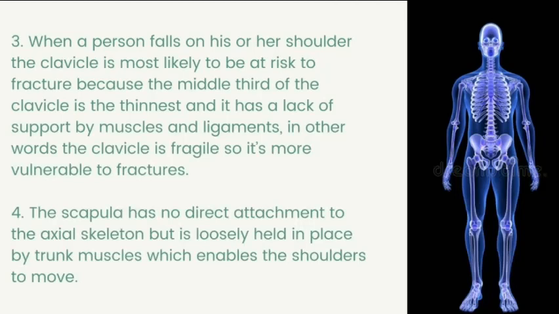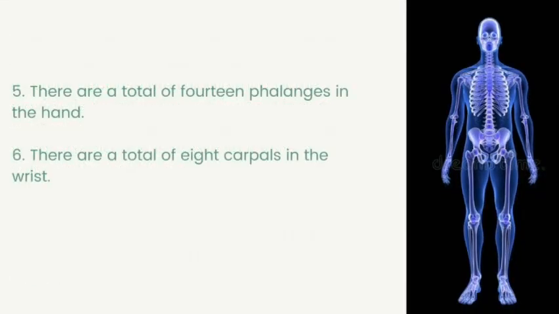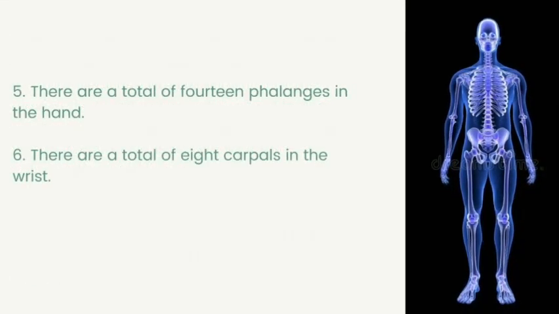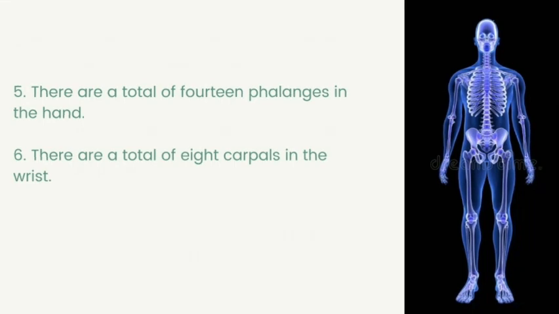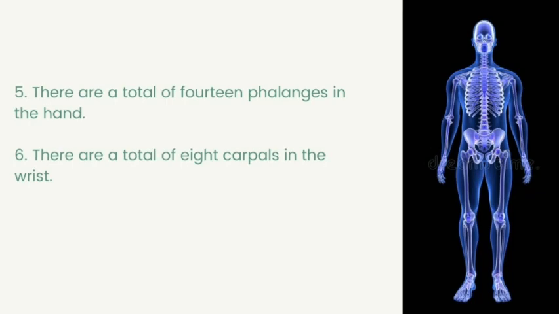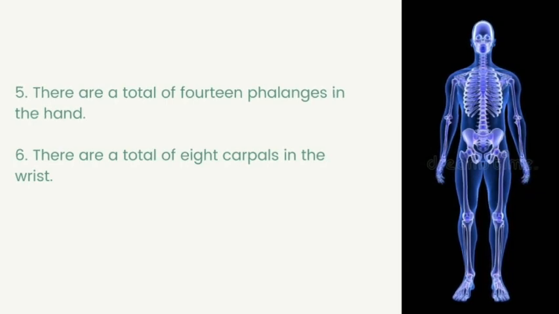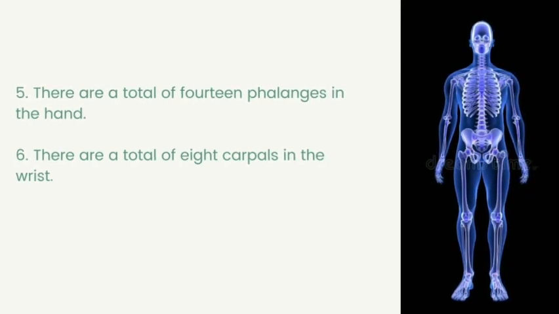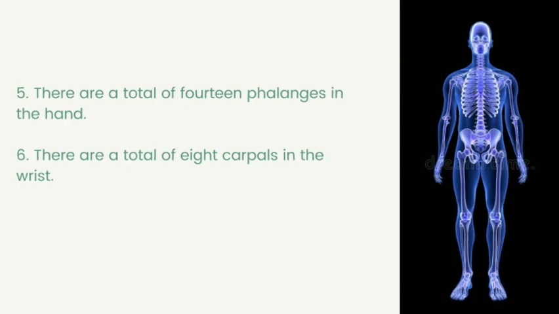Number 4, the scapula has no direct attachment to the axial skeleton. How does this affect the movement of the shoulder? The scapula has no direct attachment to the axial skeleton, but it's loosely held in place by trunk muscles, which enables the shoulders to move. Next, number 5. What is the total number of phalanges in the hand? There are a total of 14 phalanges in the hand. Number 6. What is the total number of carpals in the wrist? There are a total of 8 carpals in the wrist.